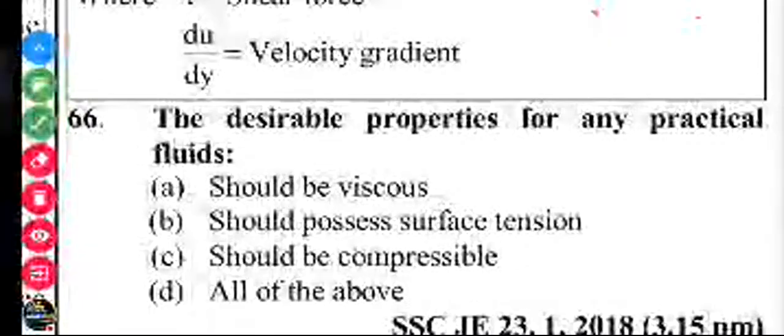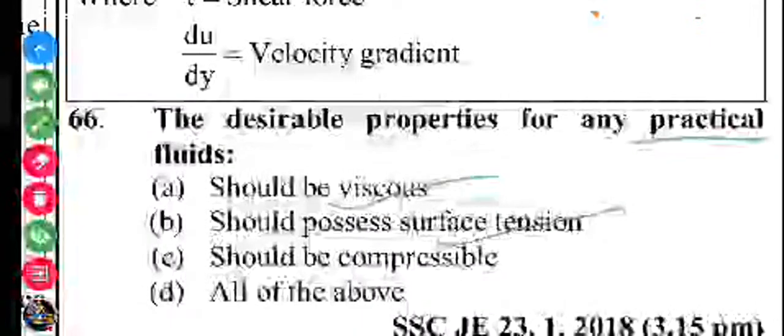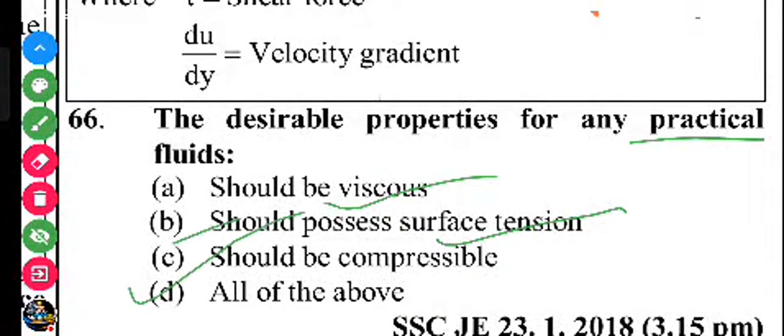Next question 66. The desirable properties of any practical fluid. Desirable properties should be viscous, should possess surface tension, should be compressible. A practical fluid is also a viscous fluid, having surface tension and compressible. So all of the answers are correct.